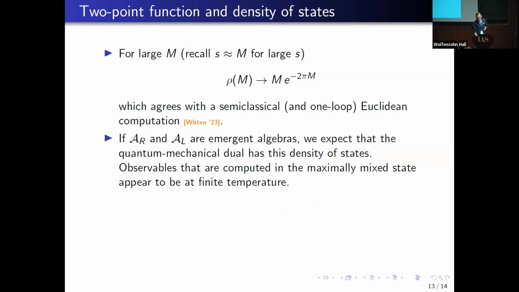Okay, good. So if AR and AL are emergent algebras, analogous to the dS2 case, we expect that the quantum mechanical dual has this density of states. And if we compute high energy observables in the maximally mixed state, they would appear to be at finite temperature because the density of states has this Boltzmann factor, e to the minus 2 pi m, built in.